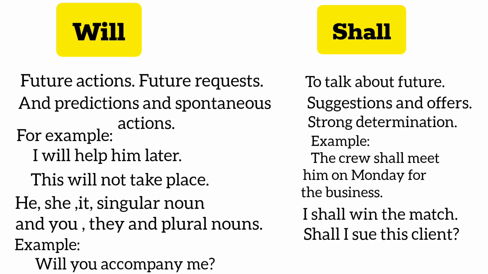The next example that we have, shall I join this segment? This is also a sentence that asks for a suggestion from the person from whom you want to get the suggestion. So, in the end, it can be said that will and shall both are used in future indefinite tense, and will is used with I, she, it, you, they, and singular keywords, and shall is used with the I and we, and both are used to describe the future happenings, the future suggestions, the future offers, or the future predictions, or the future requests.